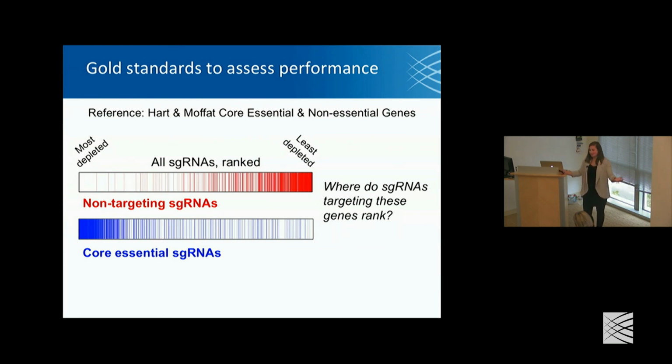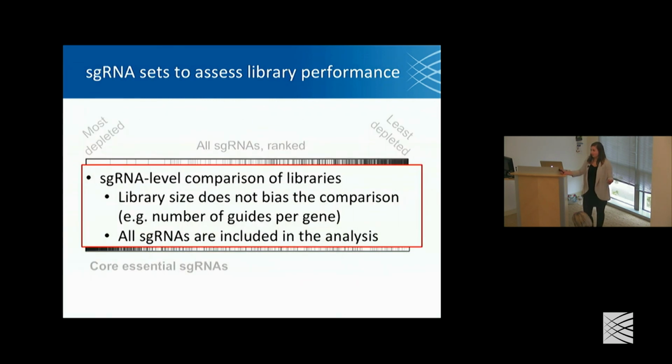So what you then do when you have your data set, you want to look at how these libraries compare and what their performance is like. So we use these predefined gene sets for essential and non-essential genes. And when you rank all your guide RNAs, you can see that your non-targeting guide RNAs are the least depleted in your data set, whereas your core essential guide RNAs would be among your most depleted. And this is a really great metric to compare library performance because you're not collapsing guides to the gene level. You're taking every guide RNA into account, which allows you to compare performance of libraries of different sizes.